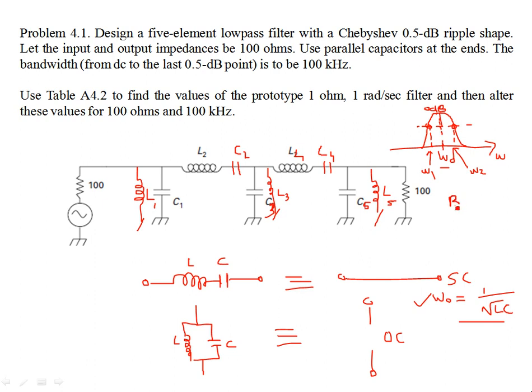So the bandwidth, let me write this down, is equal to omega 2 minus omega 1. That's your bandwidth. And the quality factor, let's define the quality factor as well. This is another important parameter associated with the bandpass response.